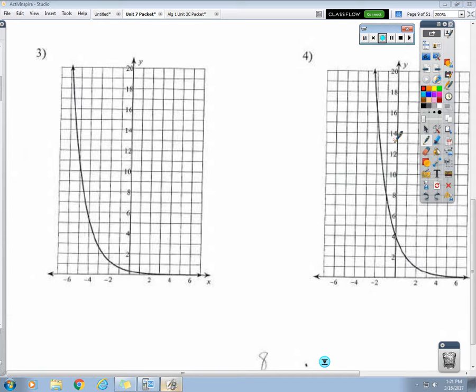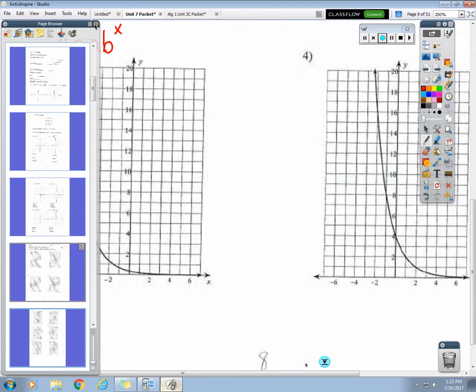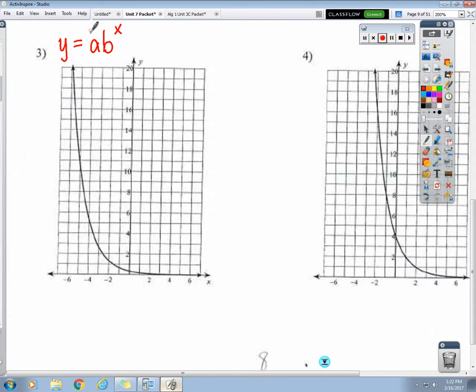Number 3. The goal for this problem is to write the equation of this exponential function. All exponentials are in the form y equals a times b to the x, where a is your starting value, b is your base, which is also known as the growth or decay factor, and then x is time, but really that only comes in when we do word problems. Alright, so the first thing you need to identify is what kind of exponential function we're dealing with, a growth or a decay.